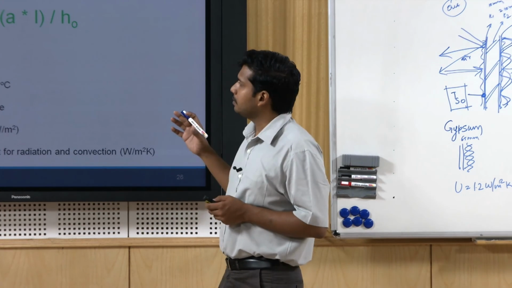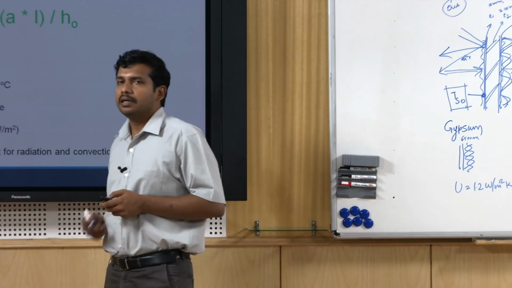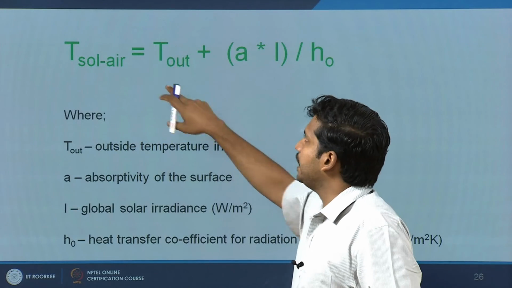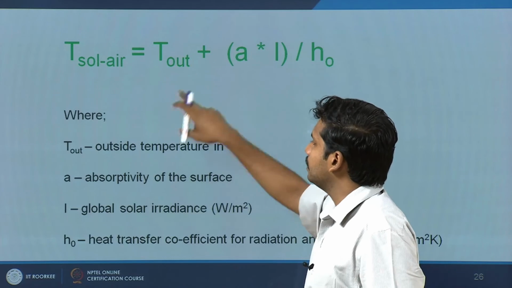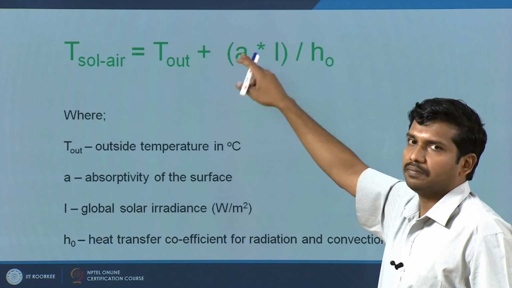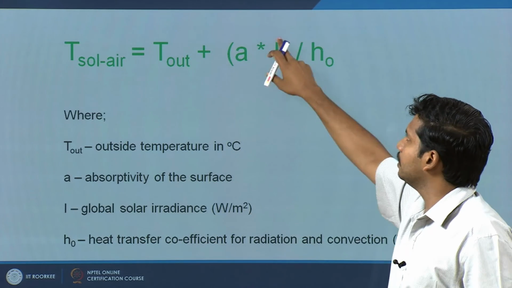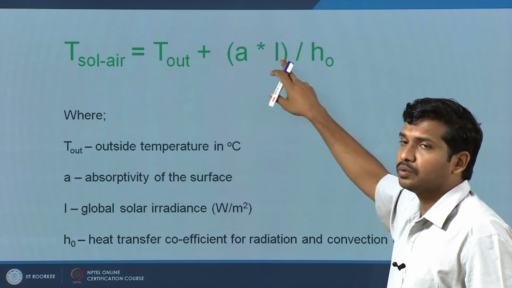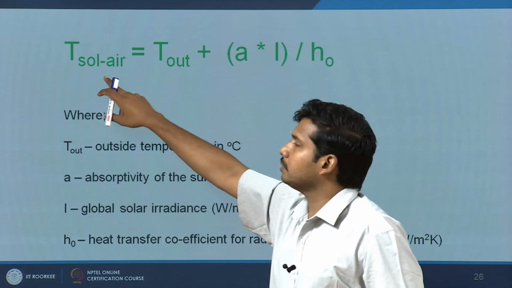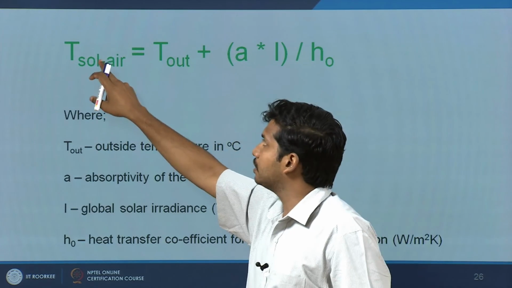It considerably varies based on the surface property, the solar irradiance, and the third is the heat transfer coefficient. So this particular equation is really important. There is a factor of outside air temperature T out, plus you have the absorptivity of the surface. So here is where you have a white color surface versus a dark color surface. Then the global solar irradiance in watts per meter square, the amount of solar radiation. As the amount of solar radiation goes up, the sol air temperature is going to go up. With a dark color surface, the sol air temperature is going to go up. With a light color surface, the absorptivity is less, so the sol air temperature is going to come down.